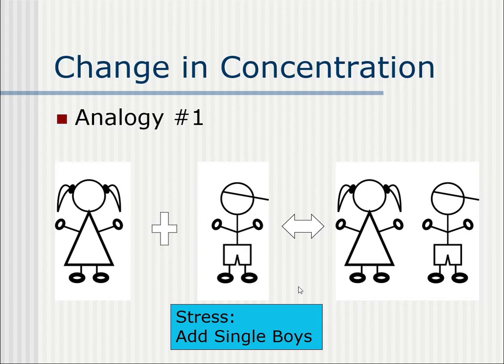What's going to happen? Well, I don't know because I'm not a high school student, but I've watched it long enough. But if we were to suddenly add, say, 200-300 single boys into our system, my guess is that what would happen is we would suddenly have this shift of the equilibrium.